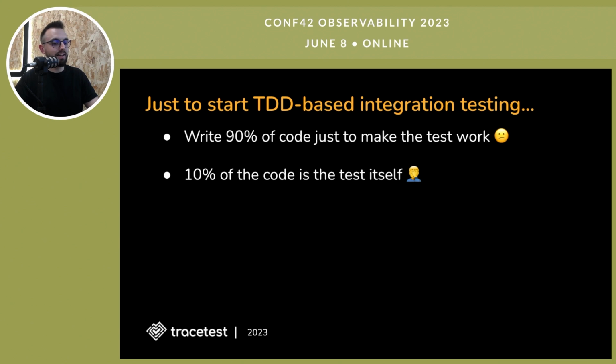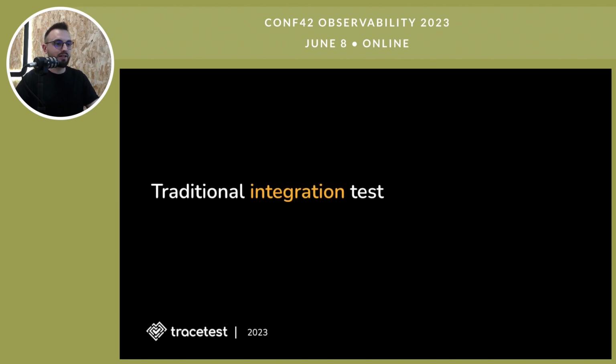So I like saying that just to start integration testing, it's 90% writing the code to actually make the test work, and then 10% is actually the testing itself. So writing the assertions and all of that, that's the simple part. The problem is all of the piping you have to write to actually get to the assertions. So here, let me show you what I mean.